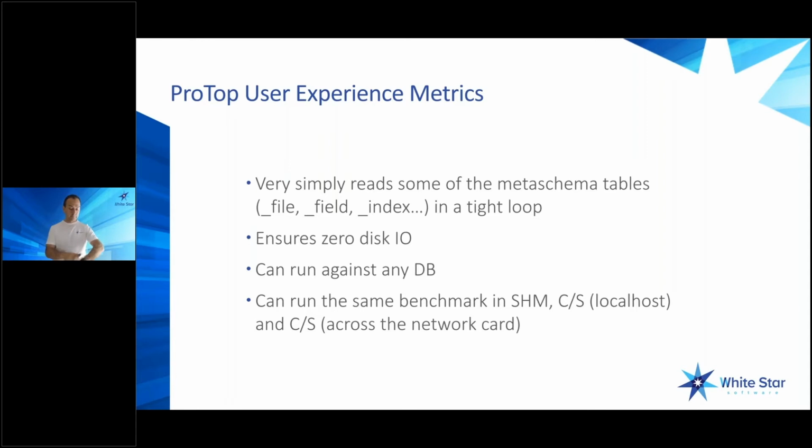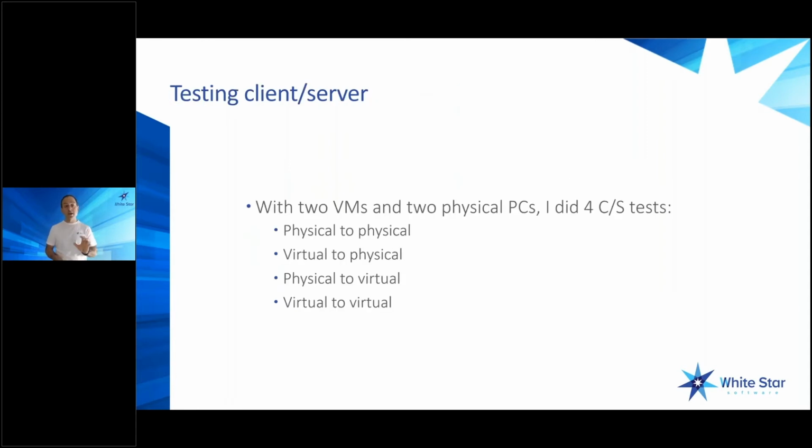All right, great. So how did I do my tests? Well, I told you I've got two physical computers, two virtual computers running in VMware ESXi. So I enabled the client server test, physical to physical, virtual to physical, physical to virtual, and virtual to virtual. So I said, hey, let's go test these four different things and see what kind of interesting numbers come out of them. All right, let's see.